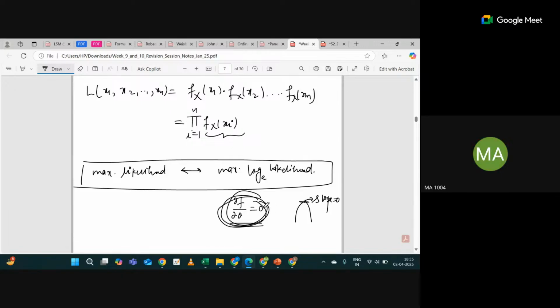d of f divided by d theta equal to 0. We are not going into the mathematics; I'm just giving the idea. The second derivative should be less than 0, because if this is the maxima, the second derivative should be less than 0. Only then is this the maxima. This is the slope; you have to make it 0.